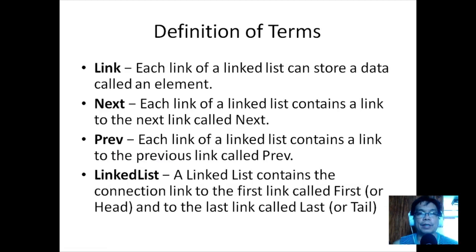So let's first define some terms. A link. Each link of a linked list can store data called an element, and sometimes we call a link a node also. Next, each link of a linked list contains a link to the next link, and it's called next. Prev. Each link of a linked list contains a link to the previous link, and it's called prev. So the linked list, that's a whole list. A linked list contains the connection link to the first link called first or head, and to the last link called last or sometimes called tail.